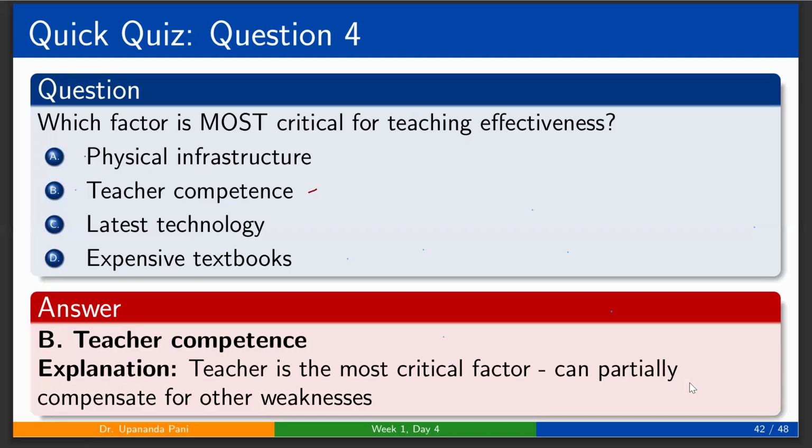Explanation: teacher is the most critical factor. He can partially compensate for other weaknesses. That is why in our colleges we are focusing on teacher competence. If it is there, other things, whether they are there or not, can be overcome.